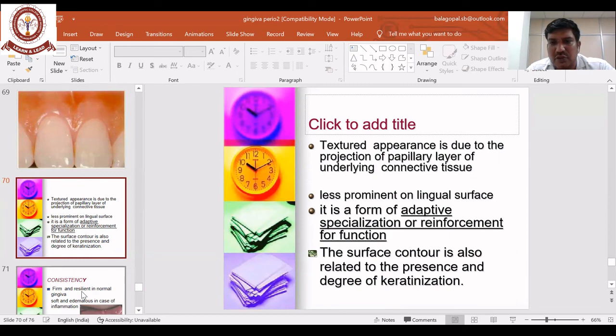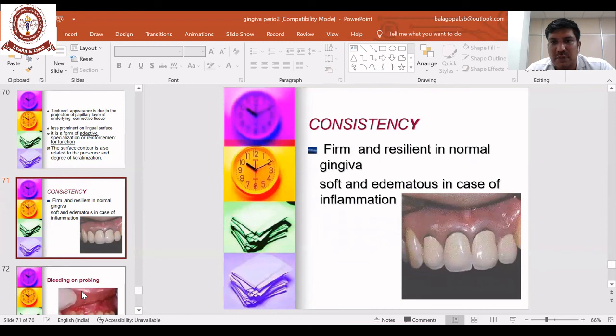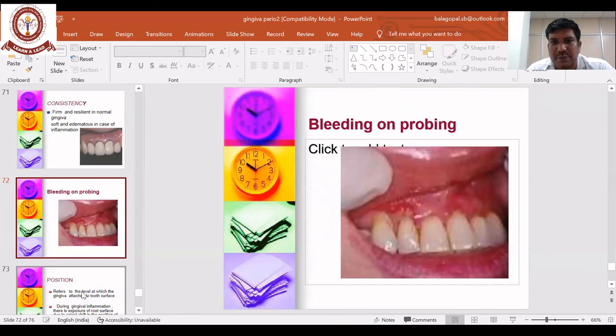The surface contour is also related to the presence and degree of keratinization. Next, we see the consistency. It is firm and resilient. So the gingiva is firm and resilient in normal gingiva, and soft and erythematous in case of gingival inflammation or periodontitis. You can see the inflamed gingiva. Next, we see bleeding on probing.